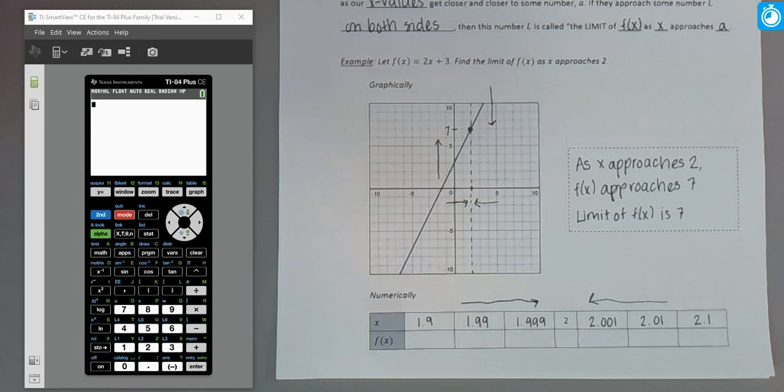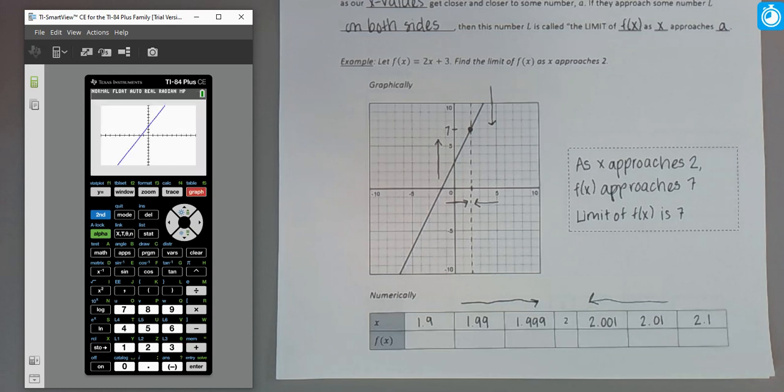Technically, you could just plug, for instance, 1.9 into your function. You would do 2 times 1.9 and then add on 3, and that'll give you your function value. That's certainly an option. The actual graphing utility, specifically the table function in your graphing calculator, is going to be really beneficial here. It's going to be a great time saver. So let's go in and input this function, 2x plus 3, into the graphing utility.